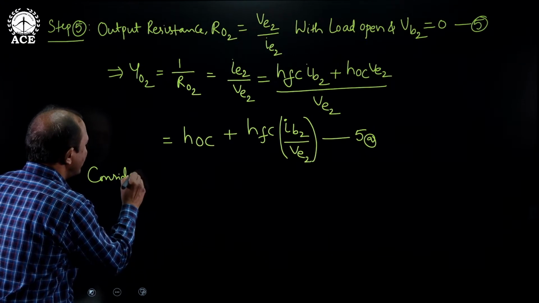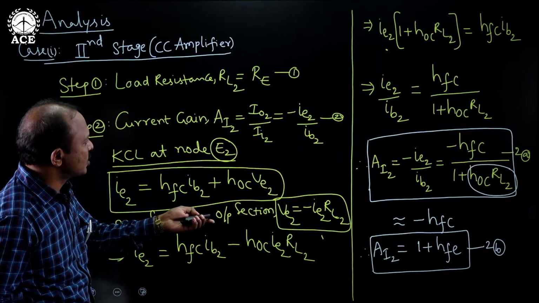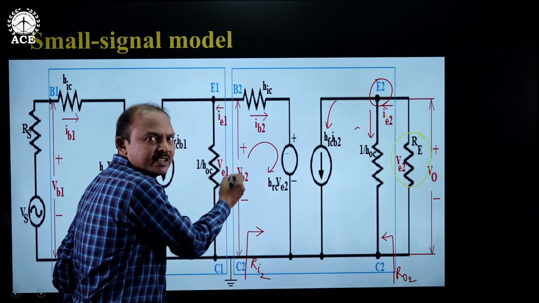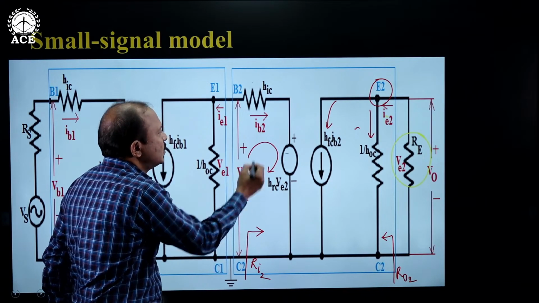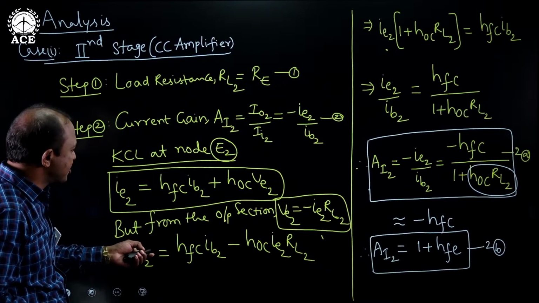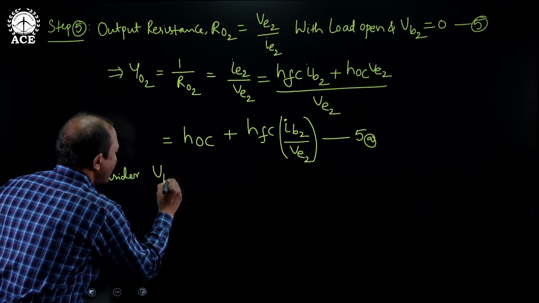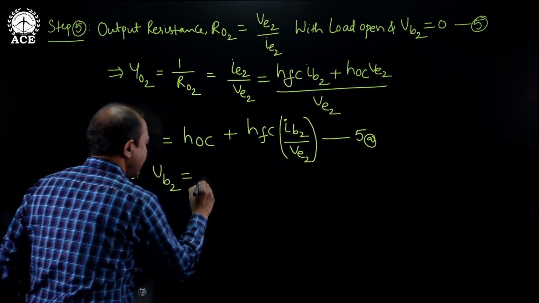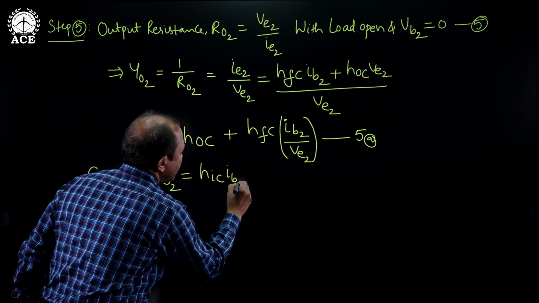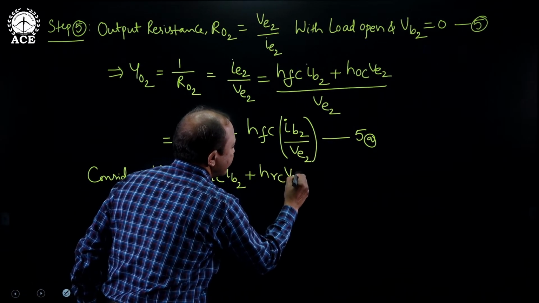Now consider the equation for VB2 we got by applying KVL for input loop. I hope you remember. I will show the circuit one more time. By applying loop equation KVL here, we got an equation for VB2. That is VB2 equal to IB2 into HIC plus HRC VE2. I will be using that equation here now. Consider VB2 equal to HIC IB2 plus HRC VE2. This is the equation available with us.